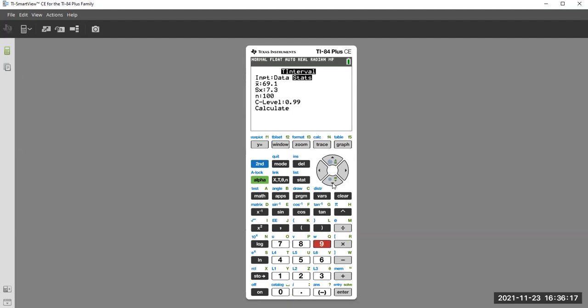We're constructing the 99% confidence interval. We're going to go ahead and calculate that. And there we go. My sample statistics have one decimal place, so I'll take one decimal place here. 67.2 because of the 8. 71.0 because of the 1.